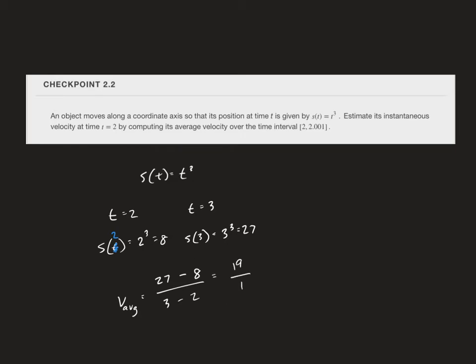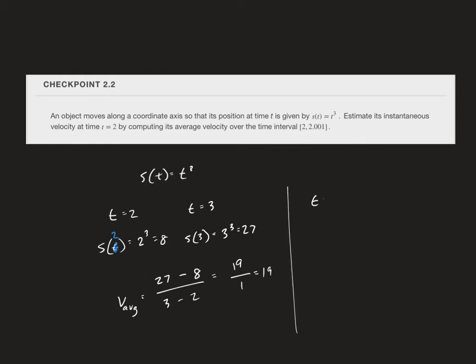27 minus 8 is 19. Right, so we're not really given units in this one, but that object is traveling at a rate of 19 units per second. So I don't know if it's meters per second or feet per second. We're not given the units, but that's what that 19 represents, the velocity of the object.